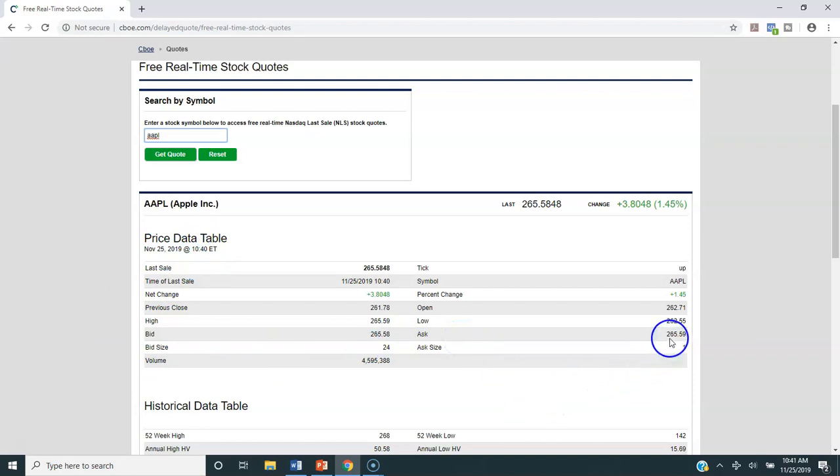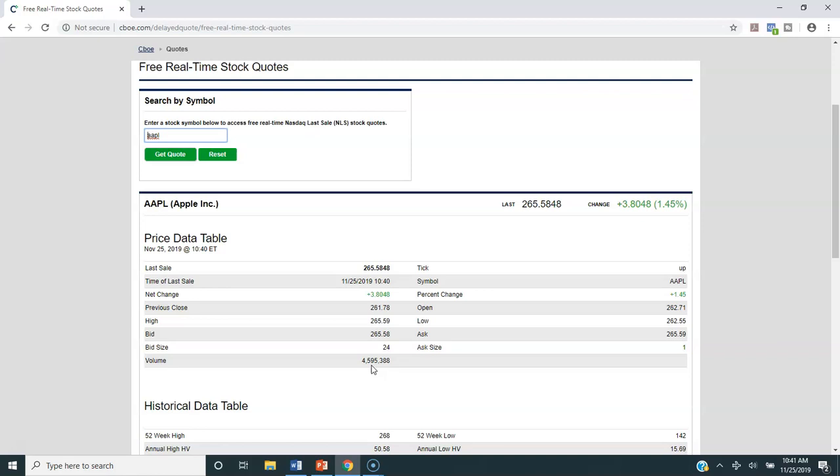Apple is currently being, the ask price of Apple is $265.59, the bid price $265.58. So we can see that bid-ask spread is one penny apart, okay? That's it, just one penny apart. And so again, that is that profit for the market maker. They're trading here 4.6 million shares already, so they're making a penny, over and over and over again.